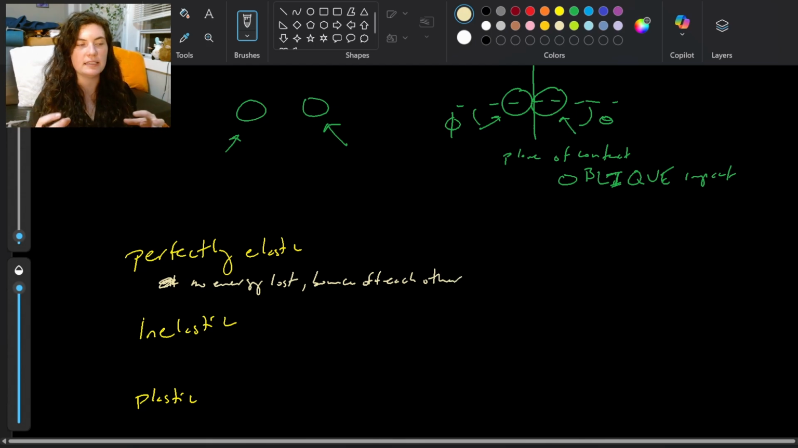Then for our inelastic collisions, we describe those as they do bounce off of each other, but some of the energy is lost. So they bounce off each other. Some energy is lost.